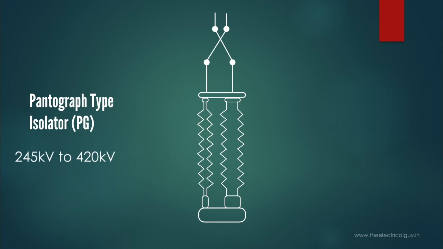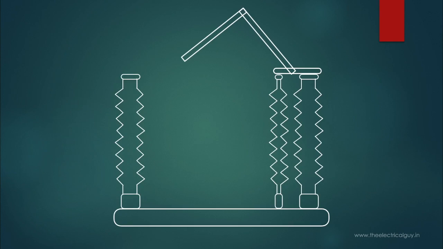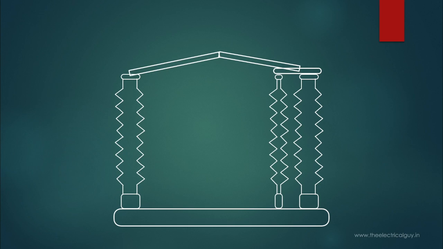So next is knee type disconnector. So knee type disconnectors are only used for 800 kV. It looks like when you bend your knee, it will look like the same. So it also looks like one big robotic arm. This is only used for 800 kV.